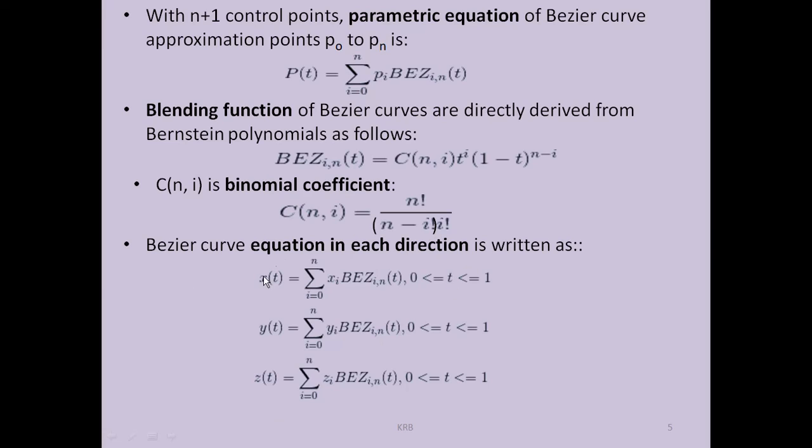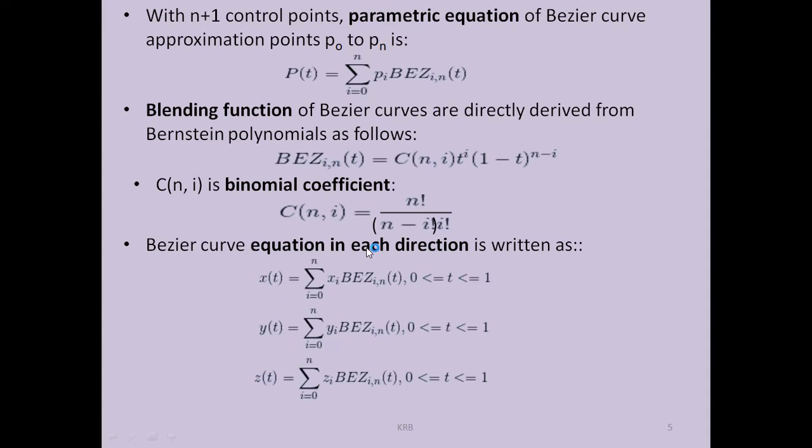So for that we can use the below formula, where for each direction we have to find x of t, y of t and z of t. The curve can be in 2 dimensions as well as in 3 dimensions. So to do that, we are going to form the equations. For calculating the Bezier curve equation for the x direction, we have the formula as again summation ranging from 0 to n xi into blending function, where t ranges from 0 to 1.